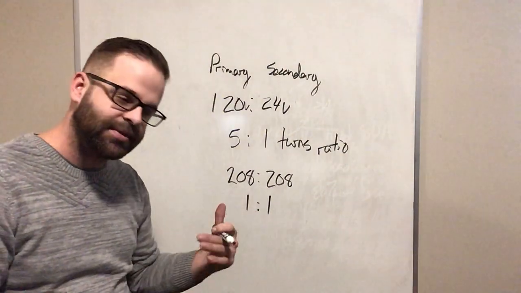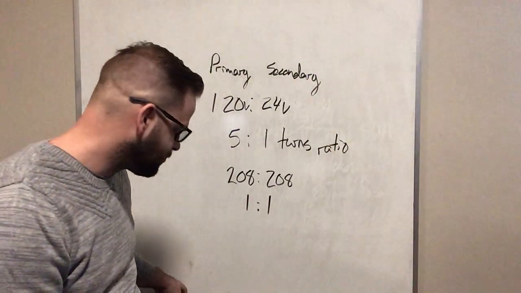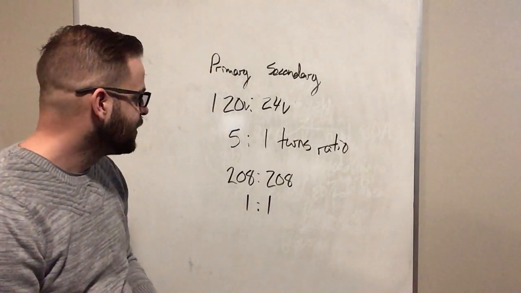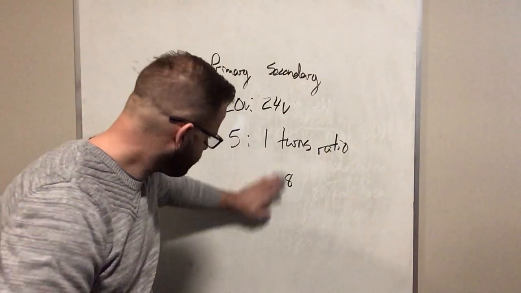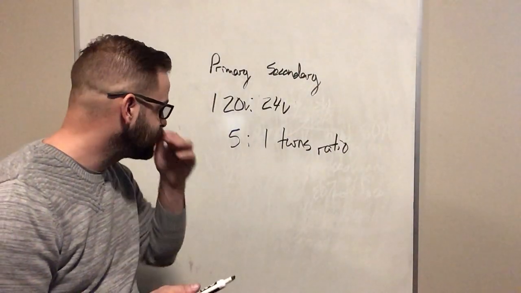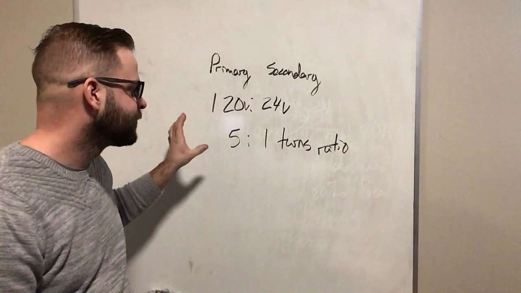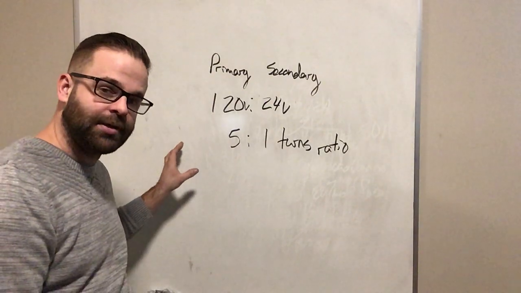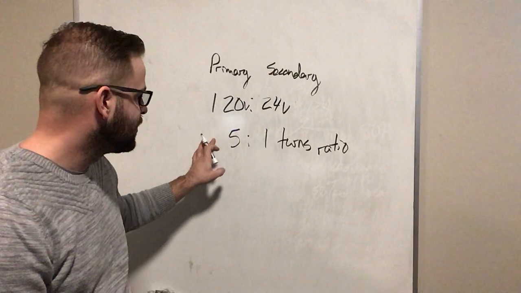So step up, step down, and isolation are the 3 most common types of transformers. There are also current transformers and stuff like that, but we're not going to get into that. So we have a step down transformer in this case. All that means in the grand scheme of things is that I have 5 times more turns on one side of the transformer than I have on the other side of the transformer.